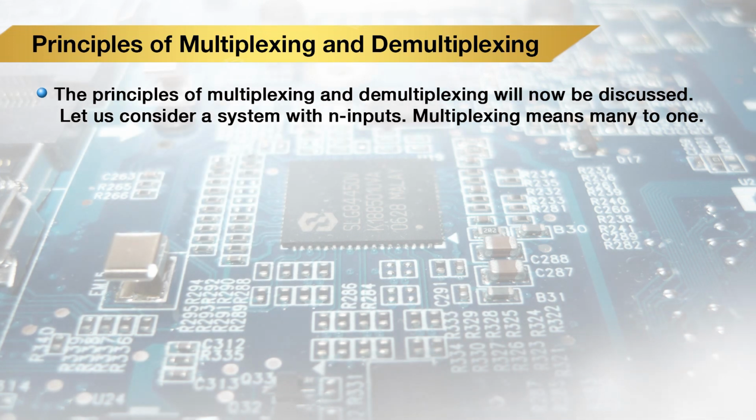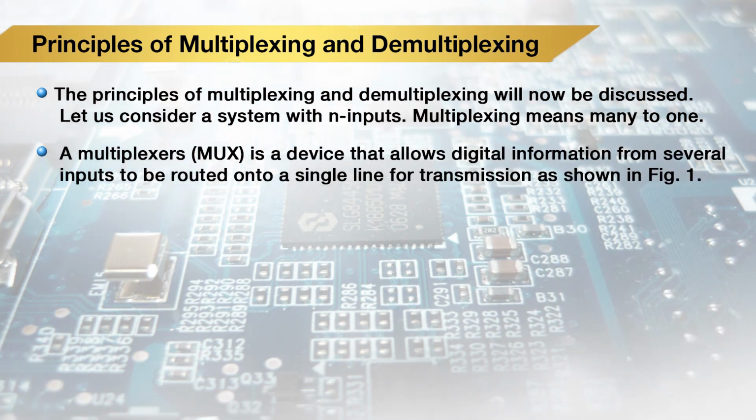So, let us consider a system with n inputs. Multiplexing means many to one. Multiplexing stands for multiple input and single output. A multiplexer, also known as MUX, is a device that allows digital information from several inputs to be routed into a single line of transmission. This is shown in figure 1.